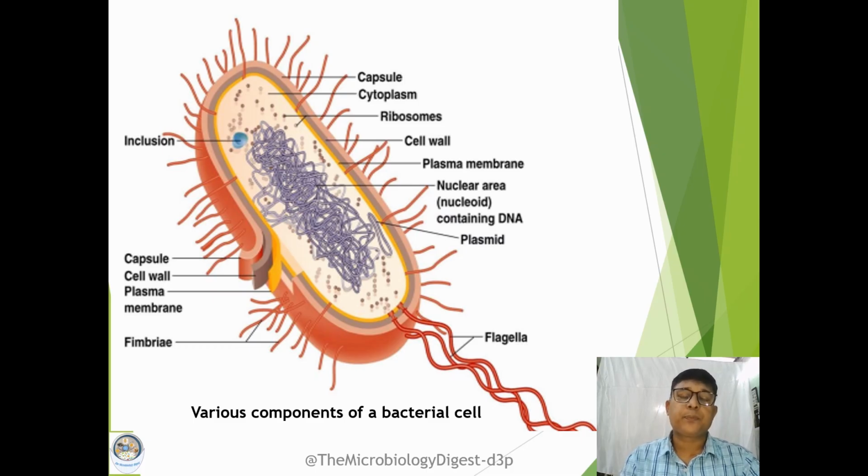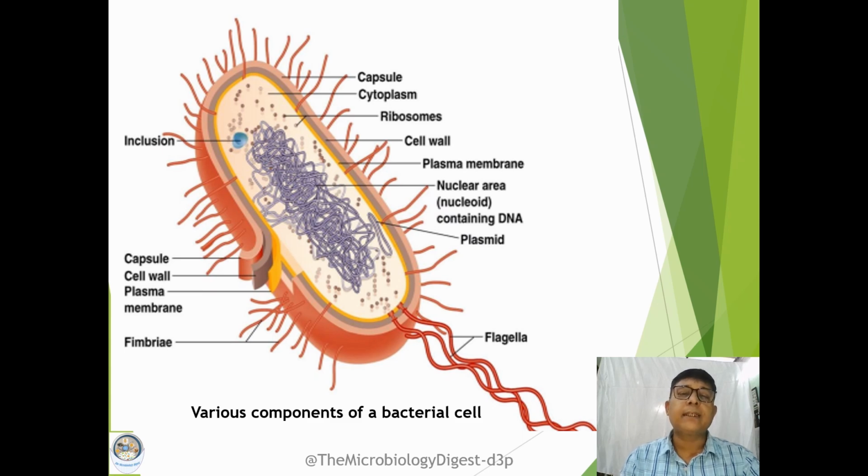The next component which comes is the flagella. You can see this is the flagella. Then we have the pili or fimbriae. These small appendages are called fimbriae, and there are some structurally different ones that are small in number. They are called pili.